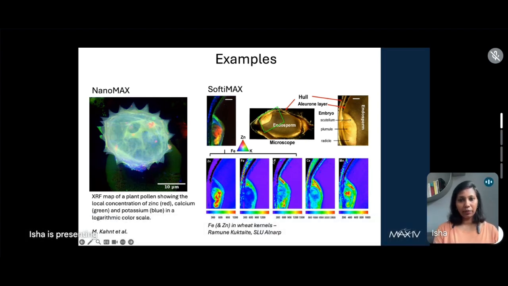A similar example is also for Softimax. So what happens is a few of the beam lines are specialized; not all beam lines can detect all elements. Some, for example, potassium or iron, are a little bit difficult to detect, and then we have Softimax to do that. And then here you can see they have looked at the endosperm of wheat, and you can see where iron, zinc, and potassium are deposited.